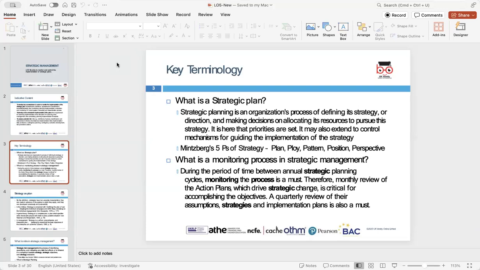In the overall approach in strategic management, monitoring the strategy is very critical. Monitoring involves regularly reviewing action plans, assumptions, and strategies. This ensures that objectives are being met and that any necessary adjustments are made in time. Monthly reviews of action plans and quarterly reviews of strategic assumptions and implementation plans help maintain focus on long-term objectives. Any questions so far?